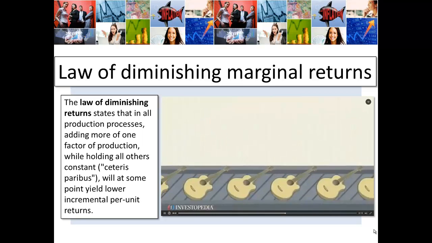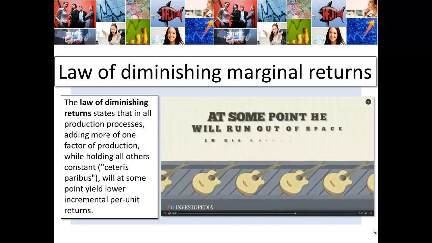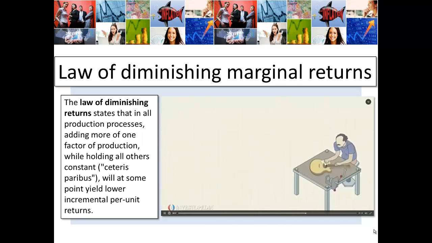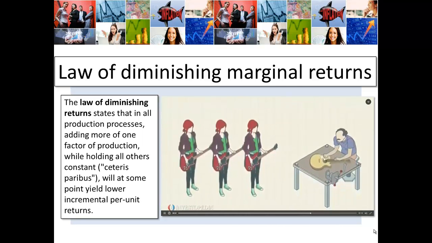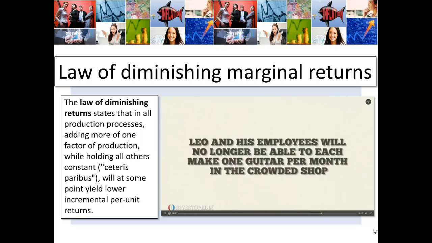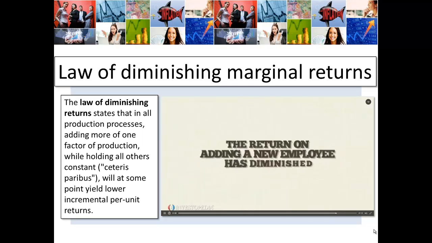Leo can continue adding employees and increase his sales, but at some point he will run out of space in his guitar shop. There is only room for Leo and 3 other employees in the shop. Adding a 5th employee will make the shop overcrowded. Leo and his employees will no longer be able to each make 1 guitar per month in the crowded shop, and thus the return on adding a new employee has diminished.